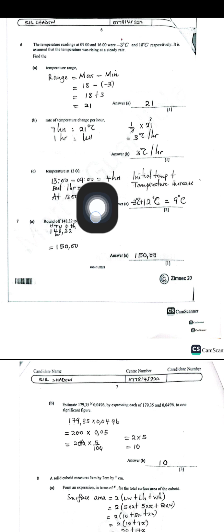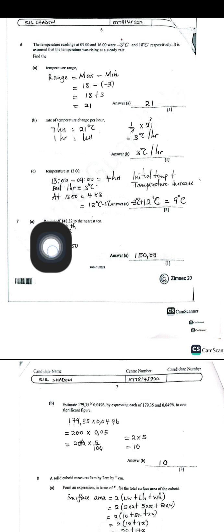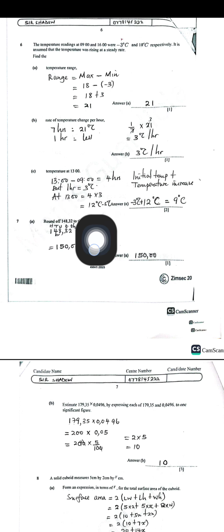What about the 4 hours from 9 to 1? 4 hours is more, so it's more temperature. So it becomes a bigger number on top, which is 4 over 1 times 3. So we get 4 times 3, we get 12 right here.